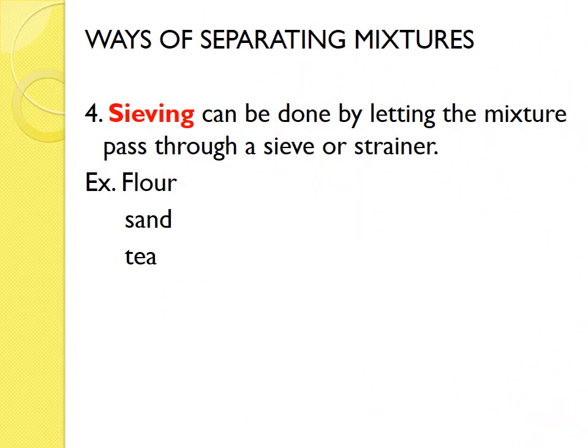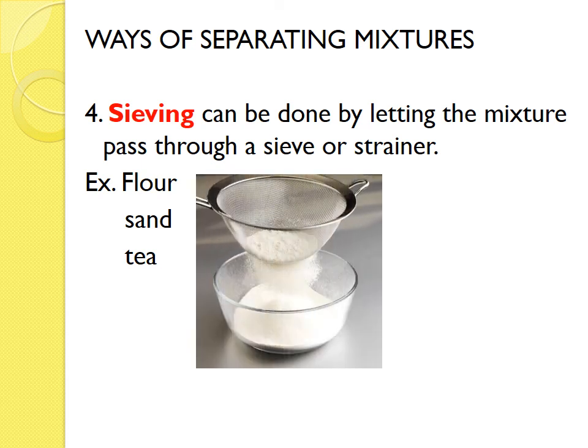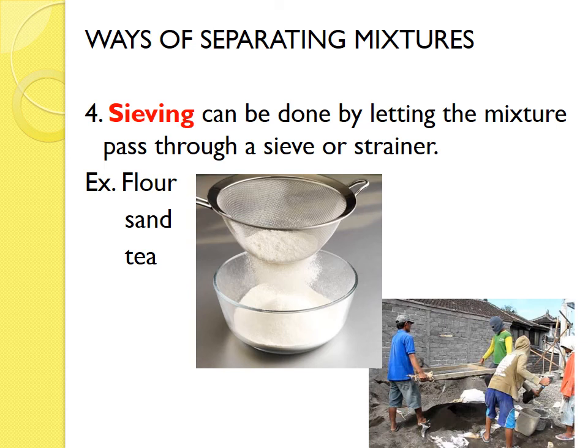The next method of separating mixtures is sieving. It is done by letting the mixture pass through a sieve or a strainer. Examples of that are refining flour, separating bigger parts of rocks from finer sand, just like what they're doing during construction, and preparing a tea.